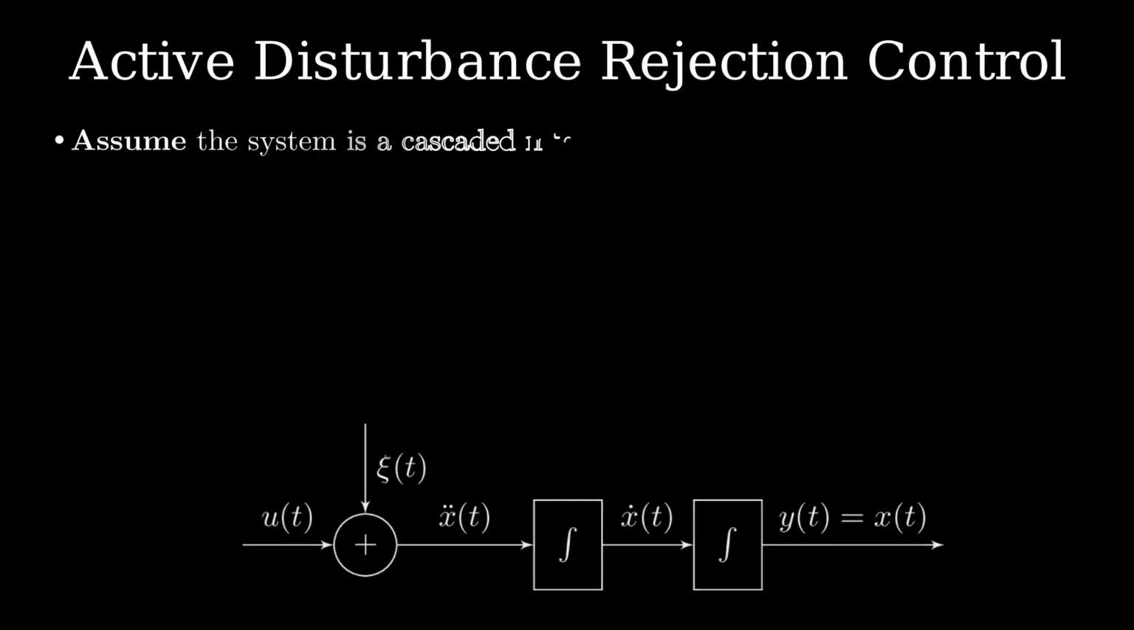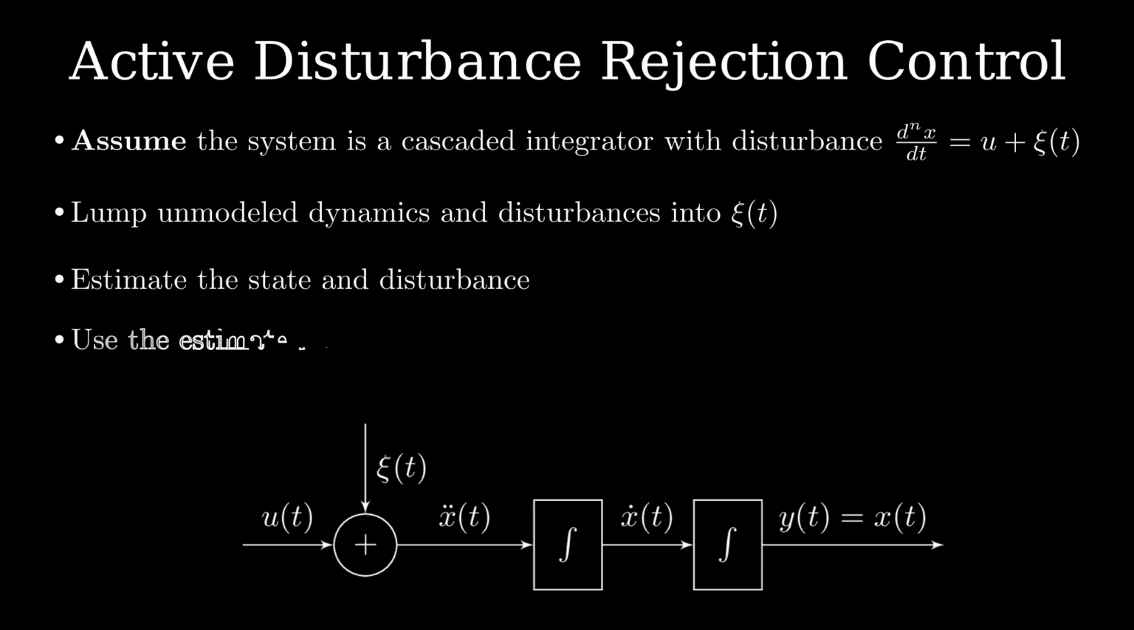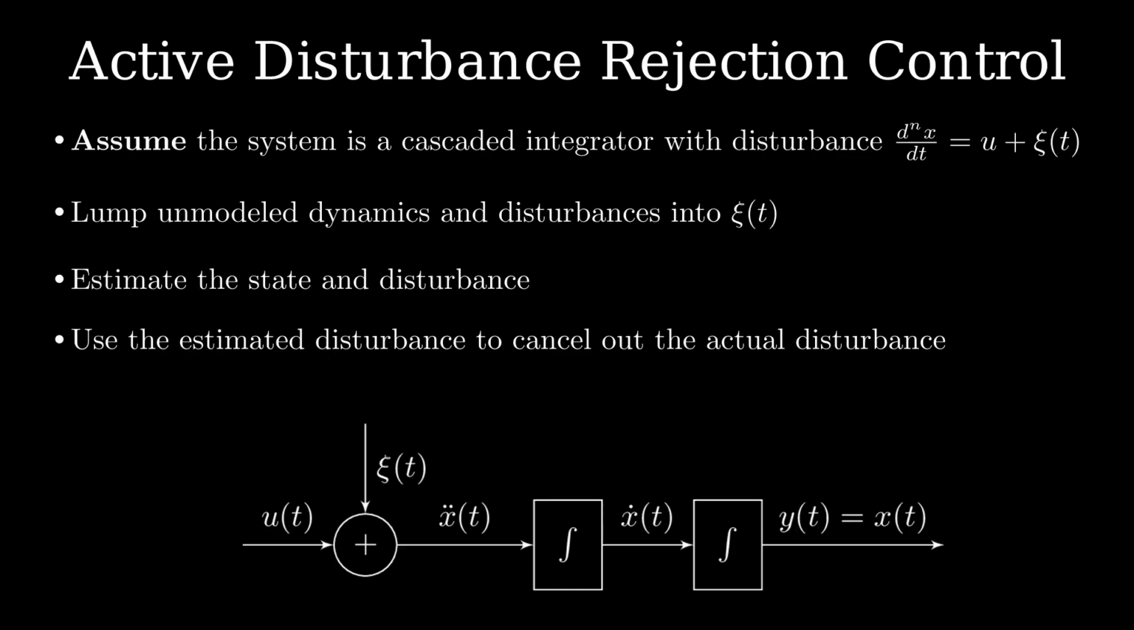It is a control strategy that does not require a model of the system. Instead, it assumes that the system is a cascaded integrator with a disturbance. The unmodeled dynamics and disturbances are lumped into a single term, which is estimated together with the state and used to cancel out the actual disturbance.